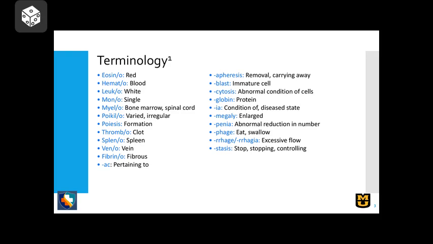A suffix is a word part added to the end of a word. Blast means immature cell. Cytosis is an abnormal condition of cells. Globin is protein. Megaly means enlarged. Penia is an abnormal reduction in number. Phage is eat or swallow. And stasis means stop or controlling.